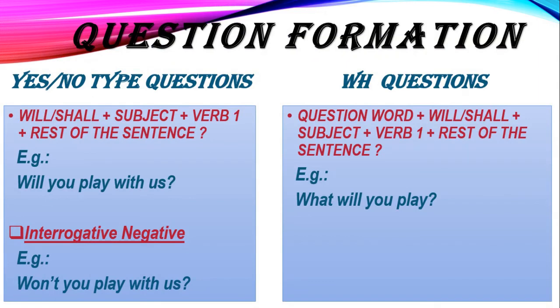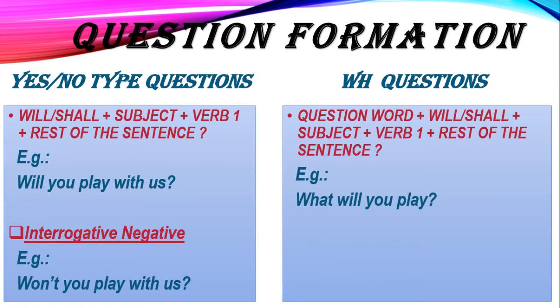There are two types of questions in simple future tense: yes or no type questions and WH questions. First, we are going to discuss yes or no type questions. For that, first we have to add will or shall at the beginning, then the subject, then the first form of the verb, then the rest of the sentence. For example, will you play with us? Here, we get the answer either yes or no.